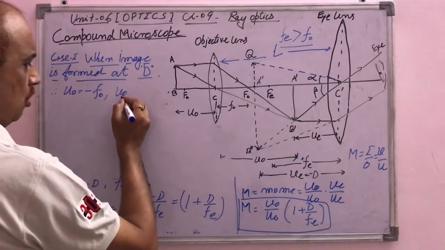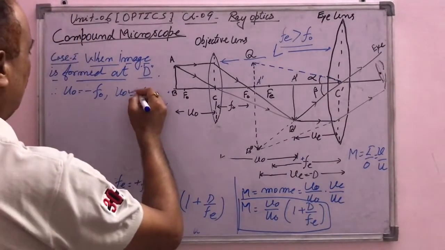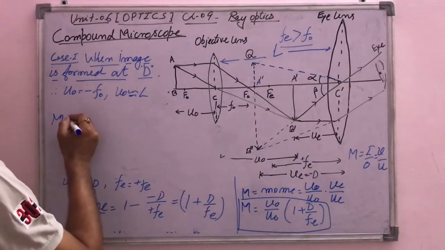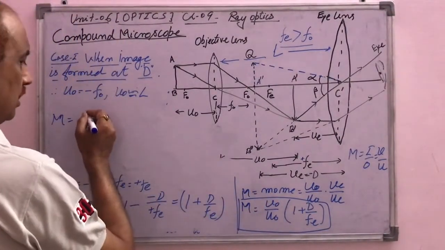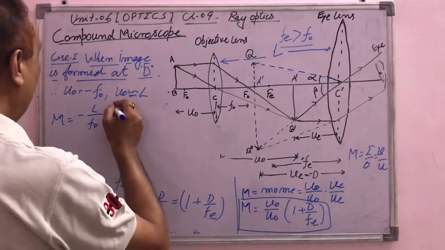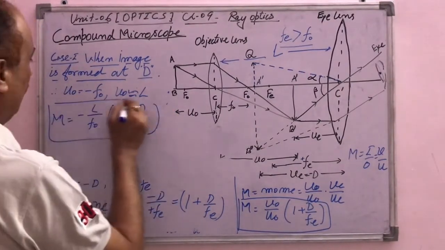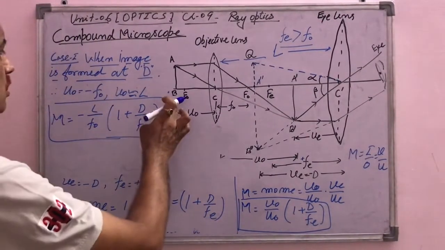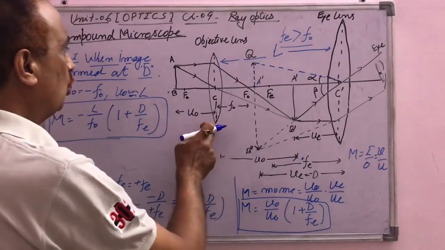So vo will be equal to the length of the tube, L approximately, and in that condition when we put the value in the formula, the magnifying power M will be equal to vo upon uo. So vo equals L, and it is L upon fo, taken negative, so we put the sign here, and then 1 plus D upon fe as it is. So it is a new formula that is used in the numerical part, when the object is put at the focal point of the objective lens and the image is formed very close to it.